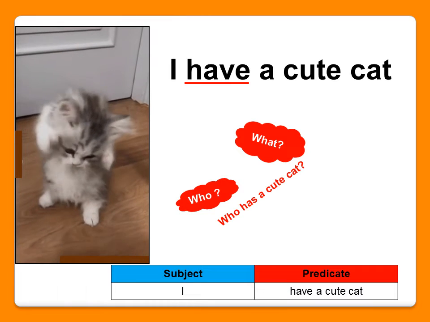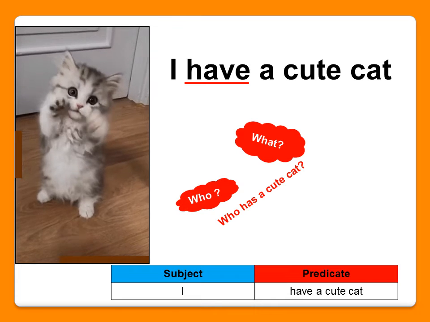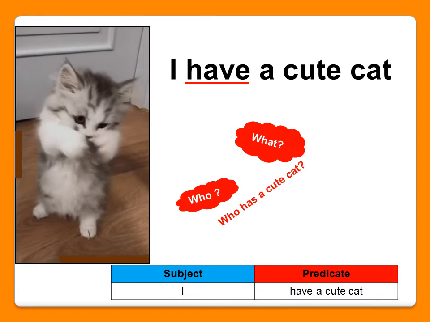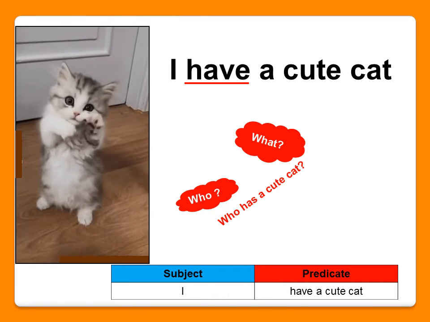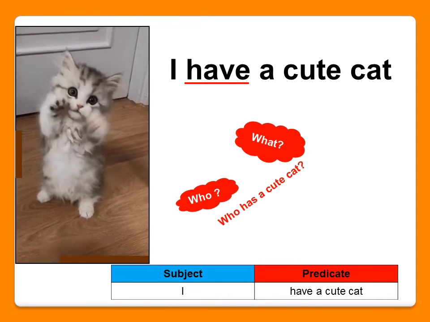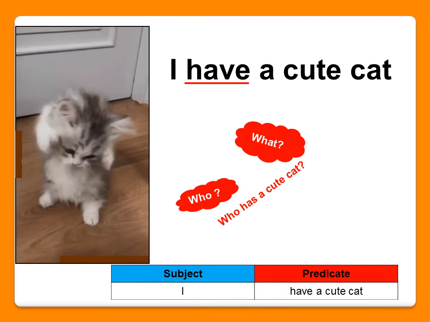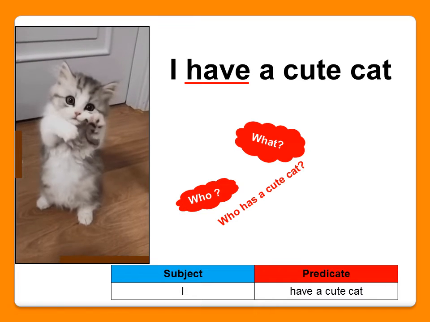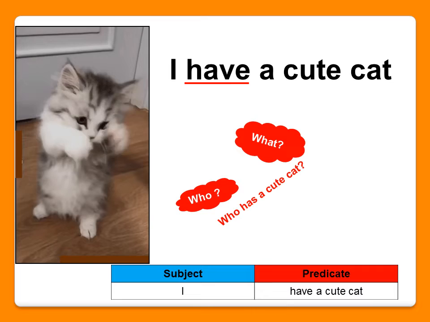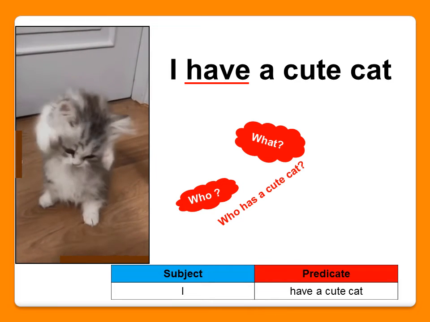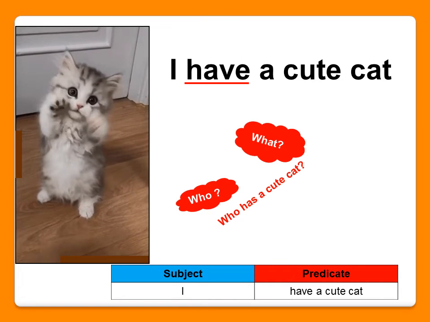Many of you might be thinking, cat is a noun here, then why is it not used as a subject? So the answer is because this noun is not performing the verb have. So this will not be included in the subject. Any noun cannot be the subject of the sentence. Only the noun which performs the verb is the subject.